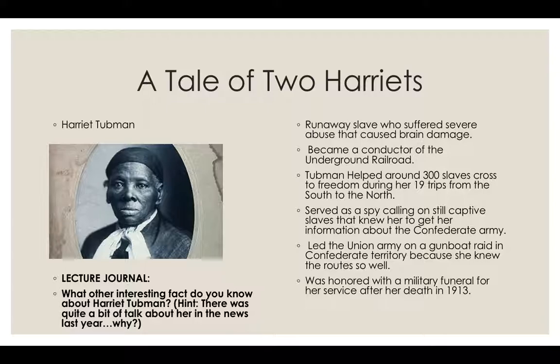Now you're going to stop and write in your lecture journal again. What other interesting fact do you know about Harriet Tubman? Now, I've already said you've probably heard about her before somewhere in your schooling or maybe somewhere else. But also there has been quite a bit of talk about Harriet Tubman in the news. And so maybe you know what I'm hinting at. And if you do, go ahead and write that down. Otherwise, share something else that you might know about her or something that you think you might know about her. If you need to pause to write, go ahead and do so.